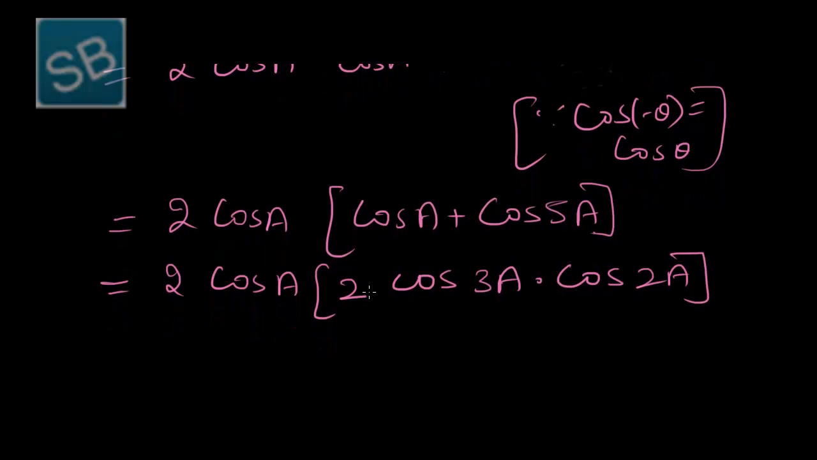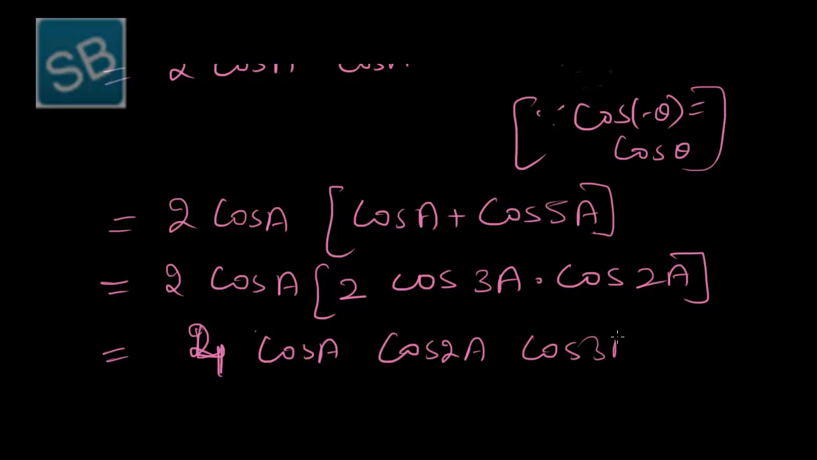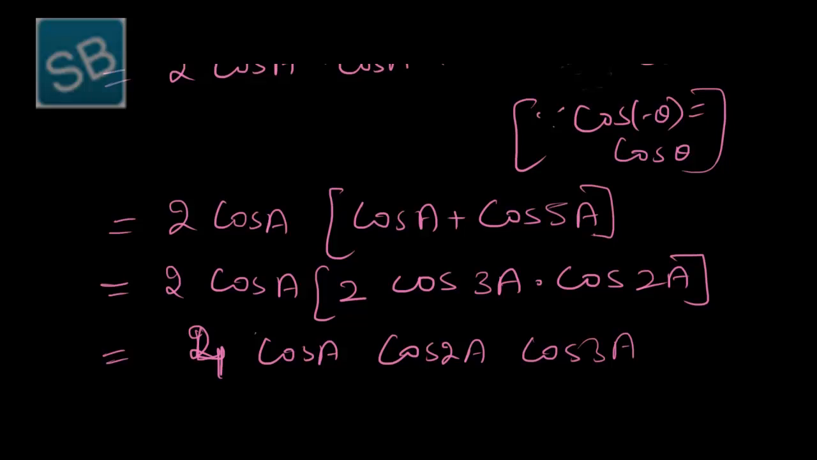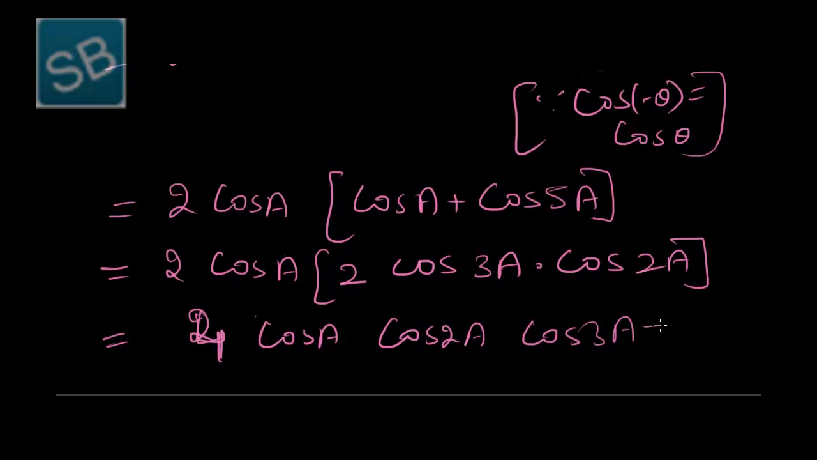So we get 2 into 2, that is 4 cos a cos 2a into cos 3a, and that was our required result, which is equal to the right hand side. So this is the required result. So by using these product formulas, we can do this problem very easily. You see that.